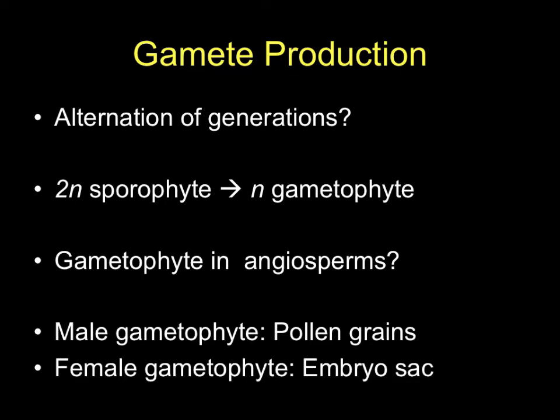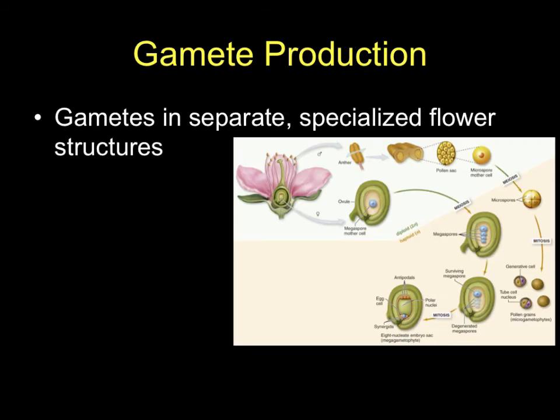So we have initially in the male gametophyte, we have pollen grains, and we'll take a look at how those are produced and what they look like, how they function as well. The female gametophyte is the embryo sac, which initially starts off as an ovule. The embryo sac is much more complicated than the pollen grains are, so we'll take a look at the overall structure of that as well. Okay, so here's our gamete production.